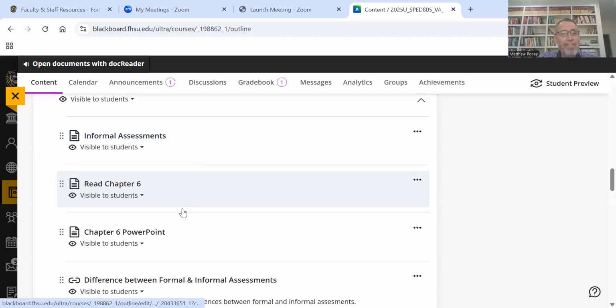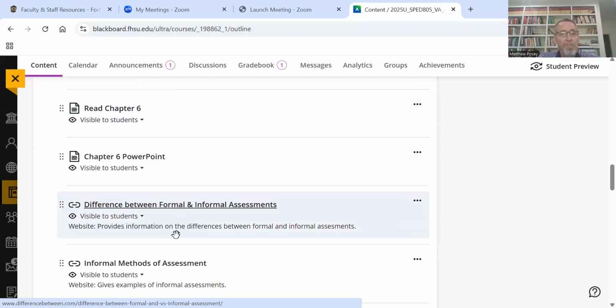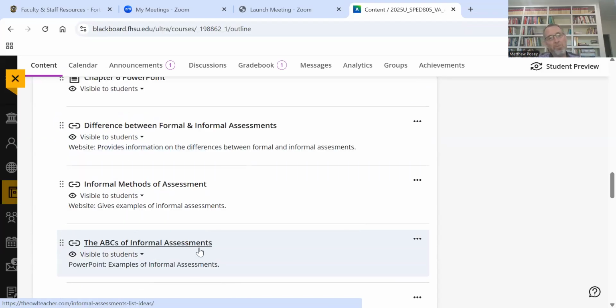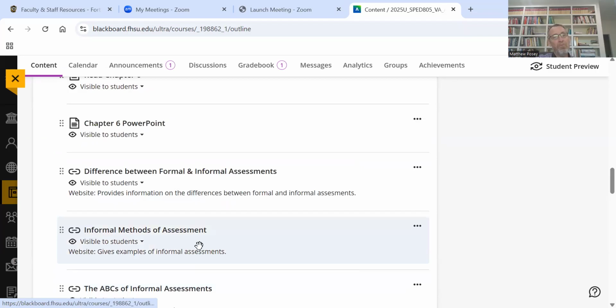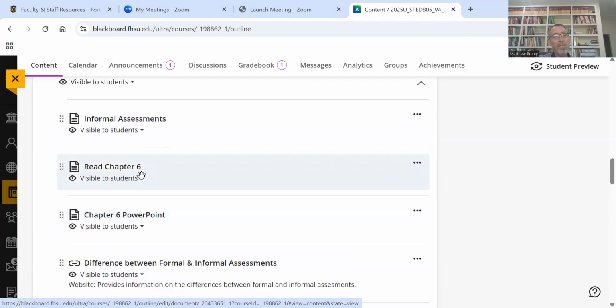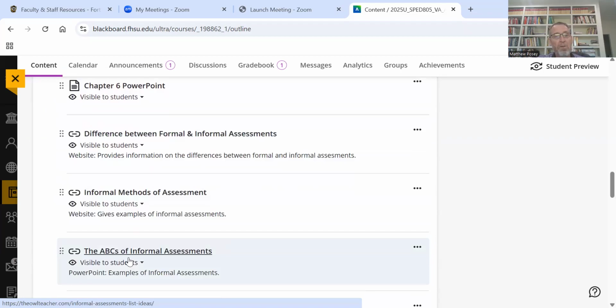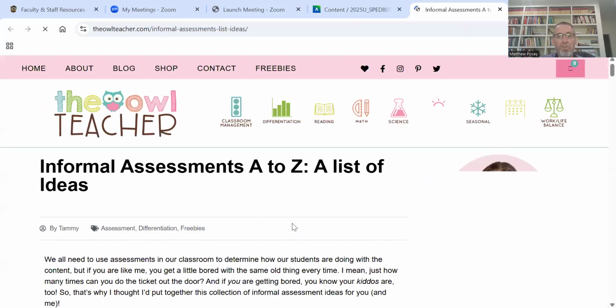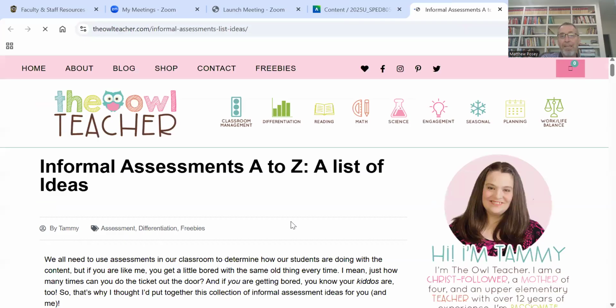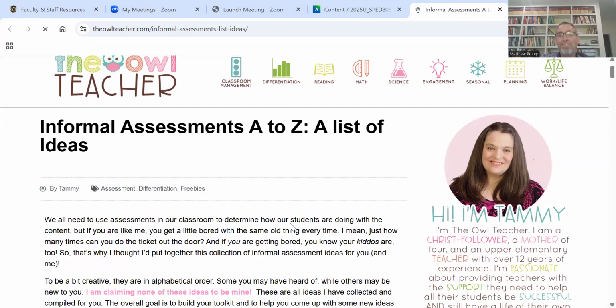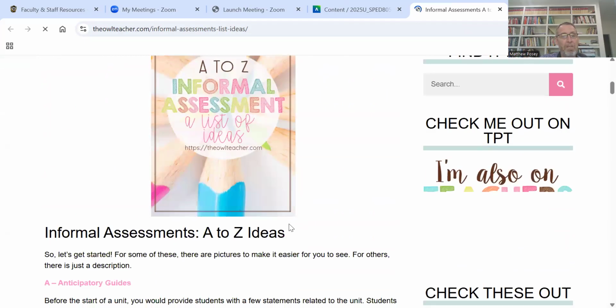To give you some ideas on different types of informal assessments, I have a resource in here that is right below where the Chapter 6 PowerPoint or slide deck is that I just shared with you. And it's also under week 3. If you go down, it's called the ABCs of Informal Assessment.